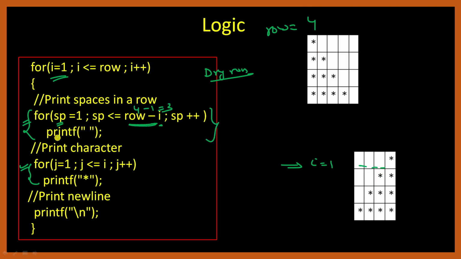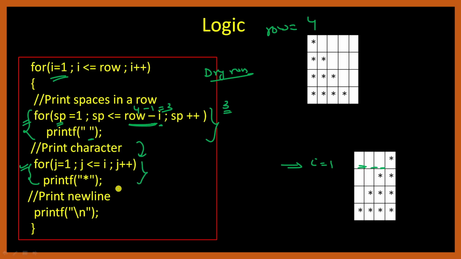Now this loop should run again and again. But how many times? 3 times, from SP equal to 1 to SP less than equal to 3. So this will run 3 times, and what will it do? It will just print space. It is just like you press the space bar, then space is printed here. So 3 times space, 1, 2, 3. And after that, this will be false, and then we will come to this loop.